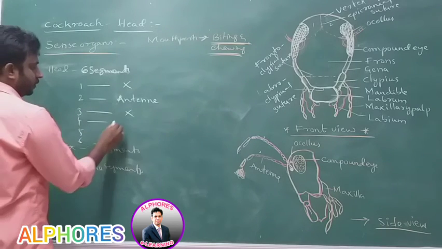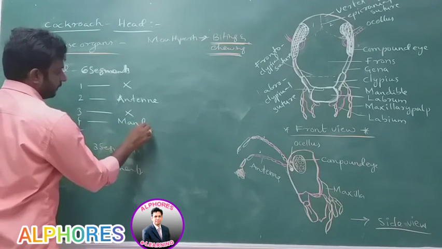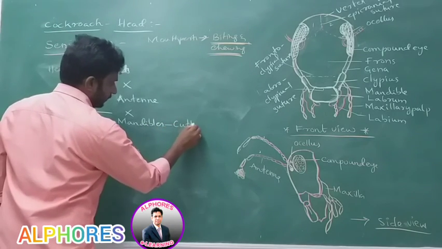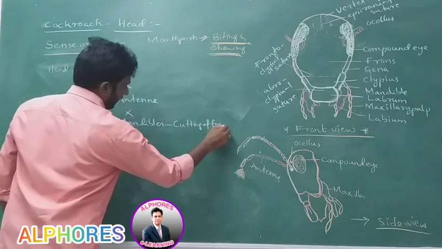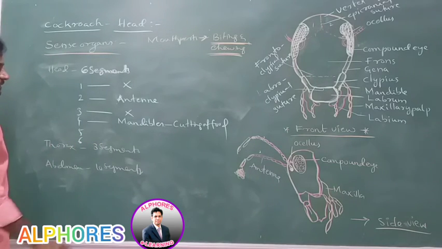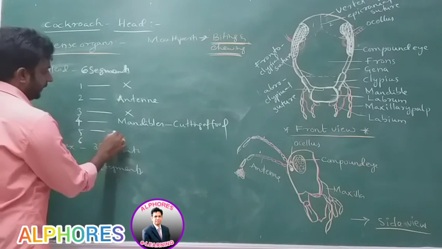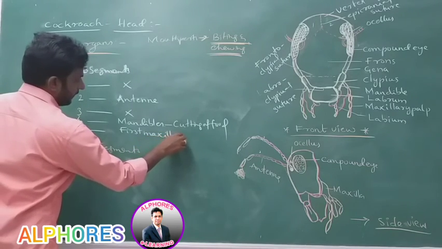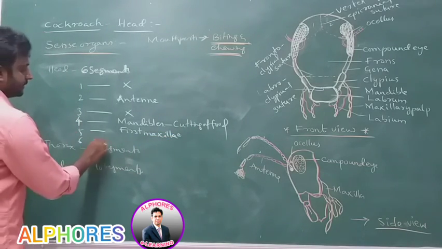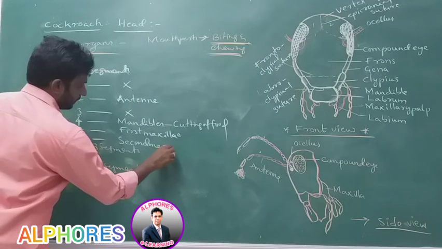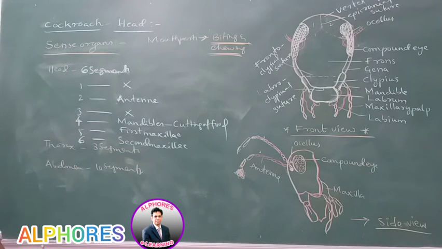So the third segment is without any appendages. Okay, the fourth segment consists of one pair of mandibles. Mandibles are useful for the cutting of food materials, and they attach to the fourth segment of the head. The fifth segment consists of the first maxillae, and the sixth segment consists of the second maxillae.